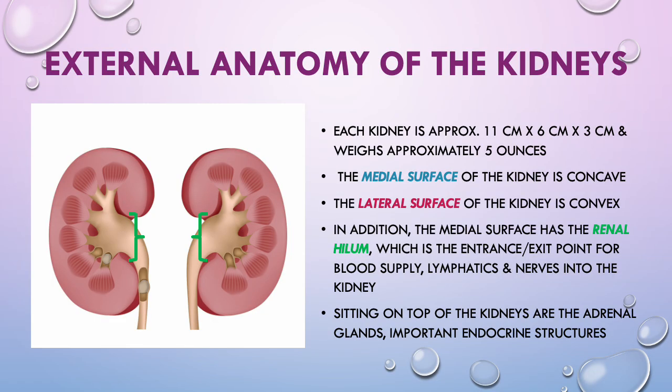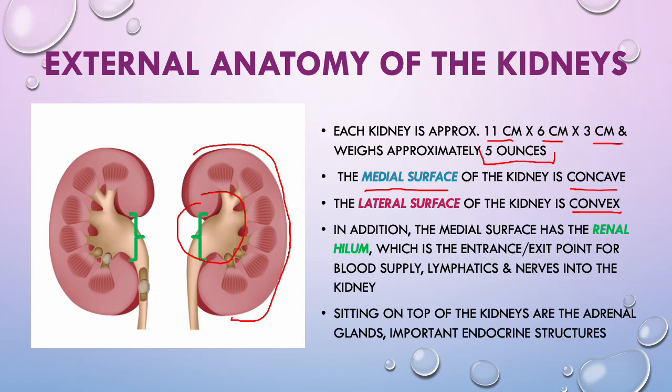Some quick facts about the anatomy of the kidneys. So kidneys are approximately 11 centimeters by 6 centimeters by 3 centimeters, and they weigh only 5 ounces. They're kind of light for the big impact that they have on our bodies. So the medial surface, meaning the area that is inwards, is concave. And we're talking about this area here, right? And then the lateral surface, meaning this area here, as you can see, is convex, all right?